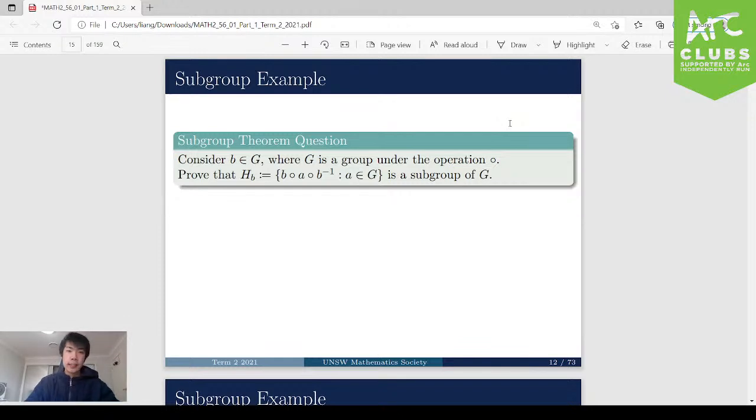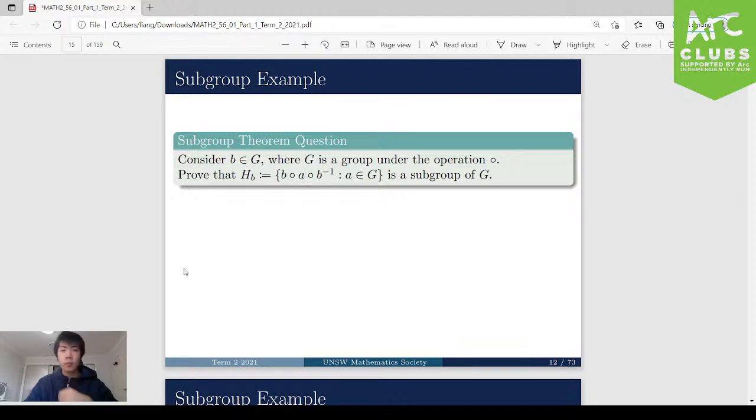Okay. So let's have a look at the first example. Consider B as an element within G, where G is a group under the operation, I'll just call it dot. Prove that H, being the set B dot A dot B inverse, where A is an element within G, is a subgroup of G. Right? So all the elements within G that satisfy this condition, that set is a subgroup of G. Okay, under the operation dot, of course.